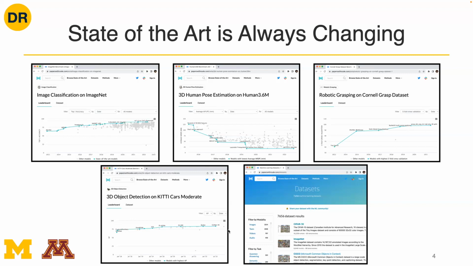In this lower plot, this was 3D object detection in the KITTI data set, in the context of autonomous cars. Again, the state of the art is still improving. The final snapshot is just the number of data sets documented by this particular website. It was, I believe, 7,656 data set papers.